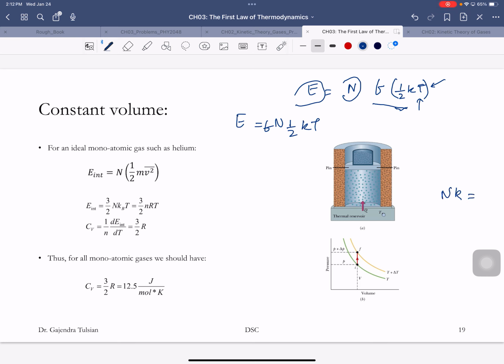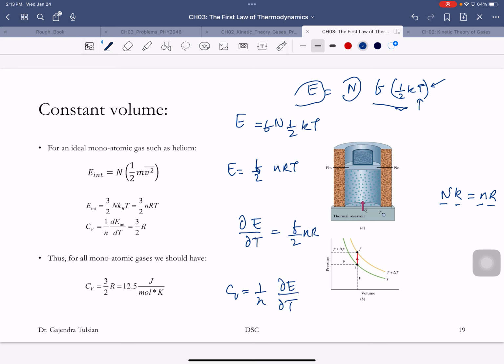You guys can go ahead and look at the notes. N times k is equal to n times R. So this N is the number of particles, k is Boltzmann's constant, n is the number of moles, and R is the gas constant. So the total energy of the system can be written as F by 2 nRT. And Cv is related to the derivative of internal energy with respect to temperature, dE by dT, which is F over 2 nR. Cv is defined as 1 over n, per mole, dE by dT.